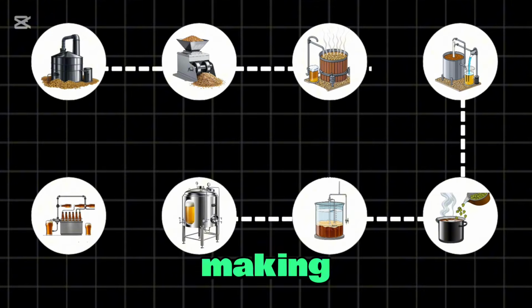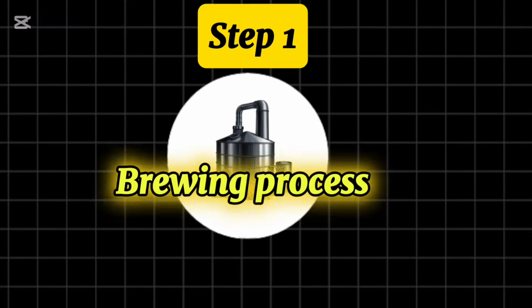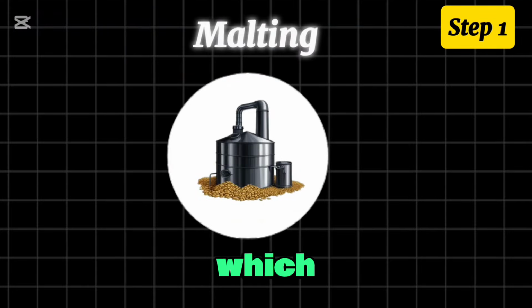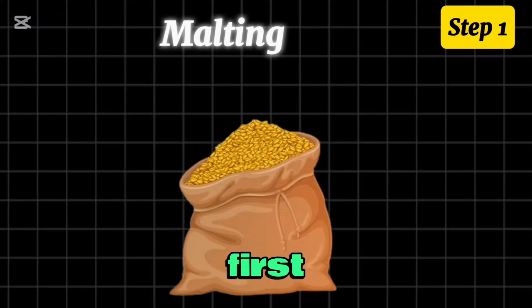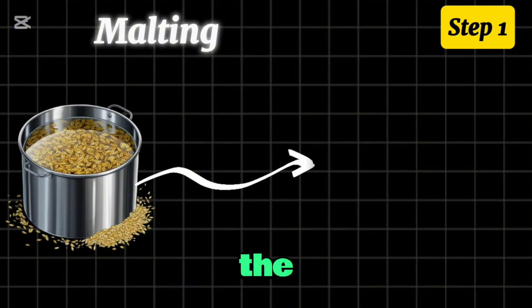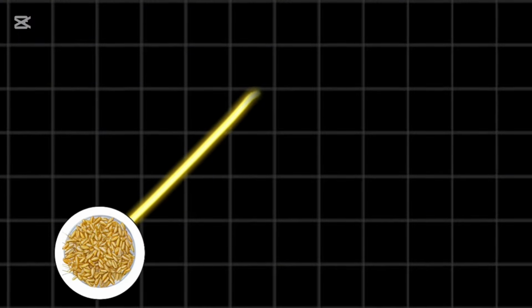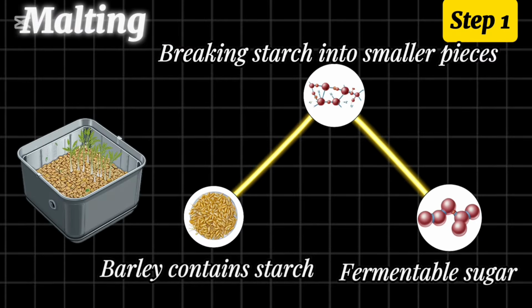Now, let's break down the 8 key steps in the beer-making process. Step 1. Malting. The brewing process starts with malting, which is the preparation of the barley. First, barley grains are soaked in water for a few days to begin the germination process. This activates enzymes that convert the barley starches into fermentable sugars.